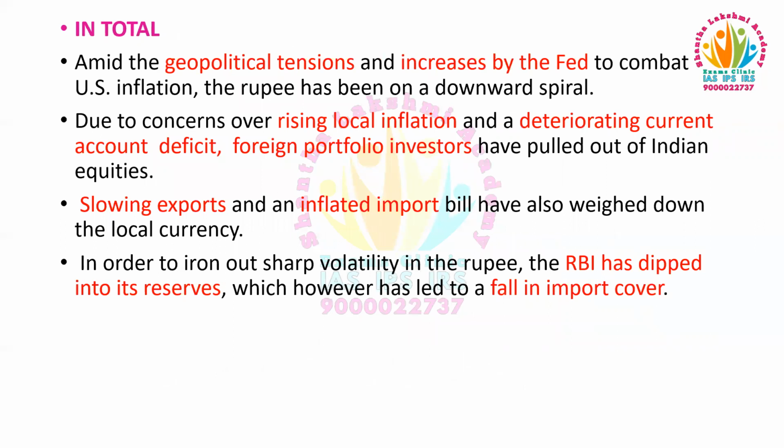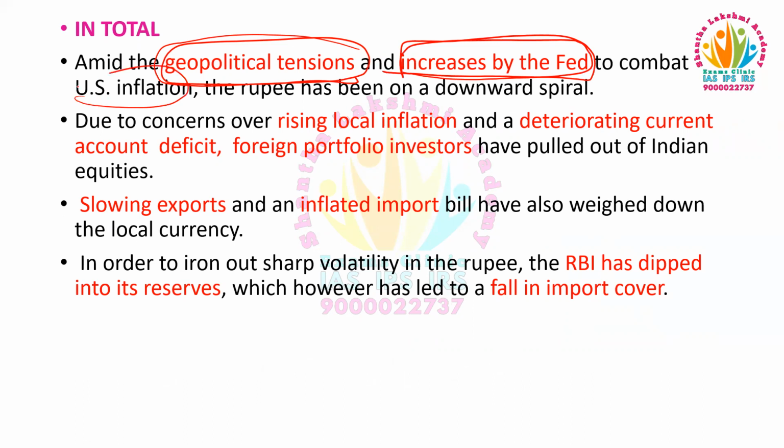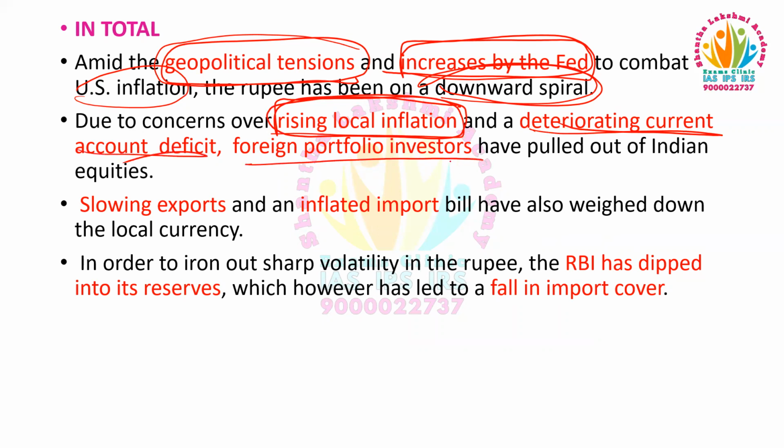So to sum up, why is the Indian currency under pressure? Due to the geopolitical tensions, that is the Russian invasion of Ukraine, and the interest hikes by the US Federal Reserve to combat US inflation, the rupee has gone into a downward spiral. And due to concerns over rising local inflation in India and a deteriorating current account deficit, foreign portfolio investors have pulled out of Indian equities, which reduced the supply of dollars in the nation.